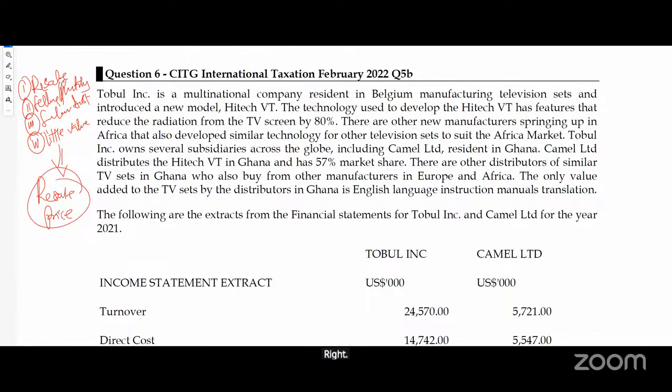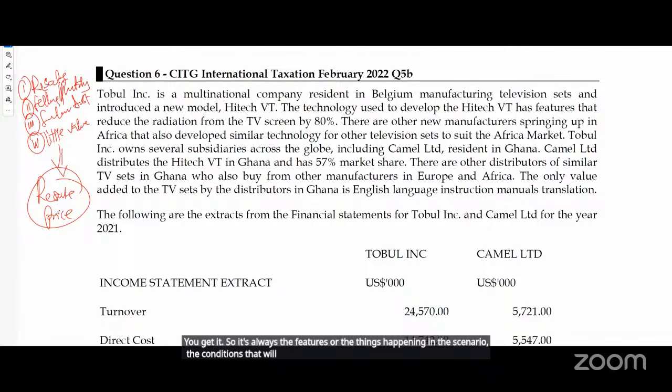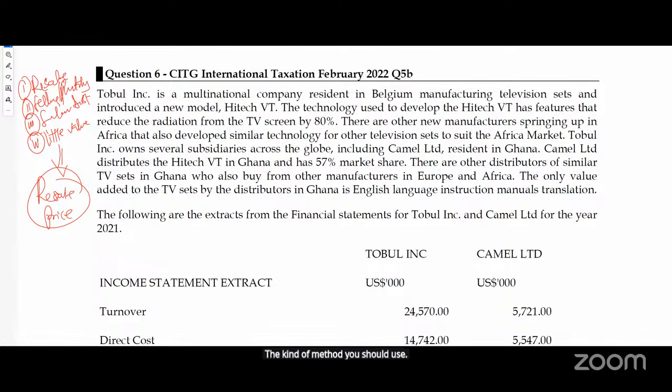So it's always the features, or the things happening in the scenario, the conditions, that will tell you what kind of method should be applied.